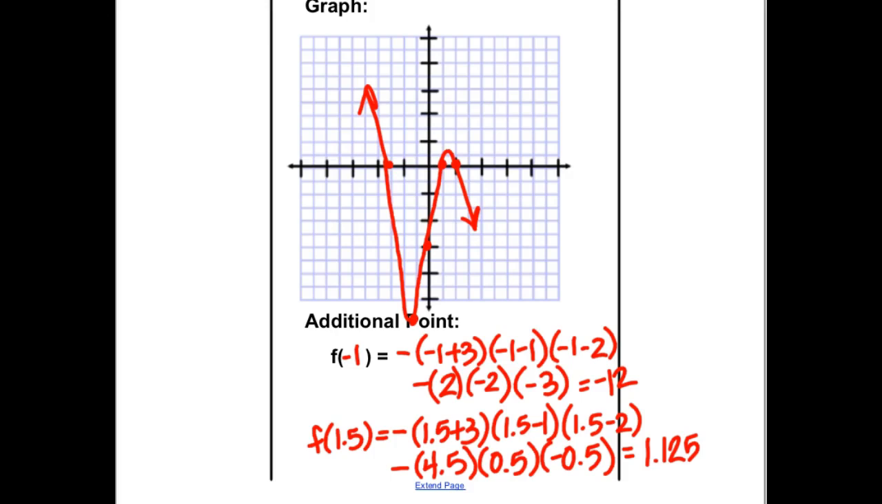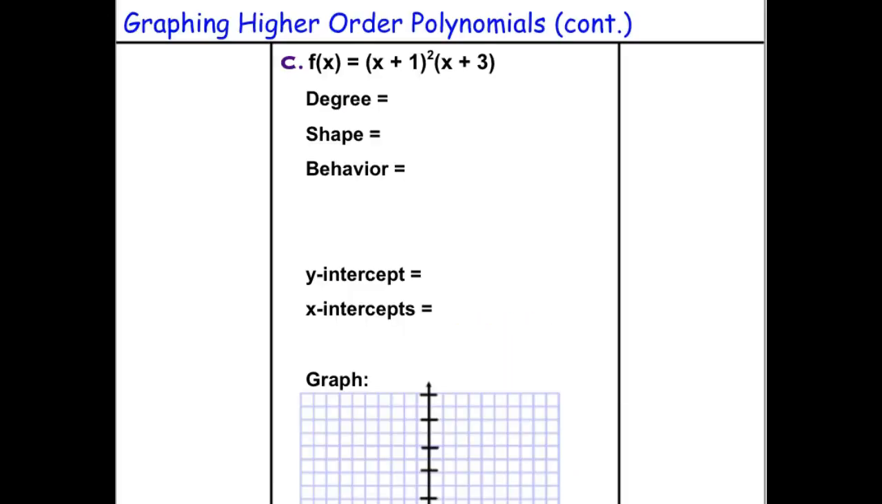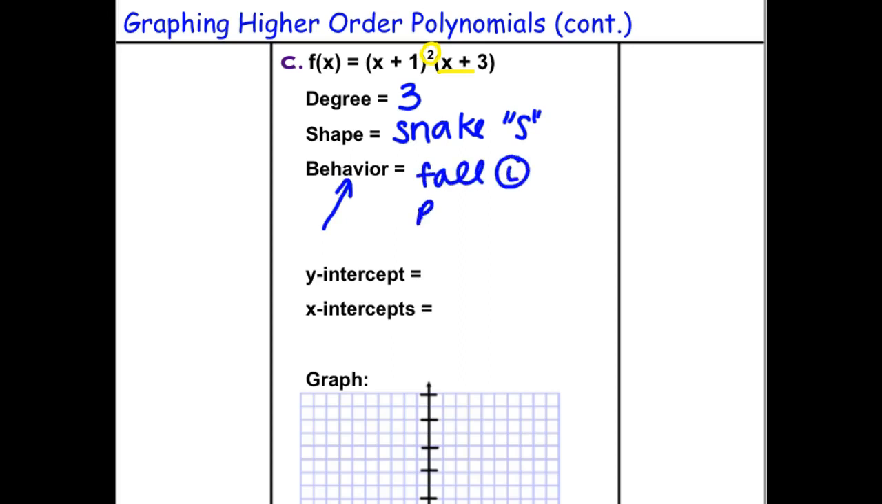All right, now let's try one more example. Here we've got x plus 1 quantity squared, so we have a multiplicity, times x plus 3. This squared tells me that there are two x's there plus one more, which means I have a degree of 3 again. That means my shape is going to be snake or S-shaped. And my behavior, I have all positives, which means it has a general upward trend, which means that it's going to fall this time to the left and rise to the right.